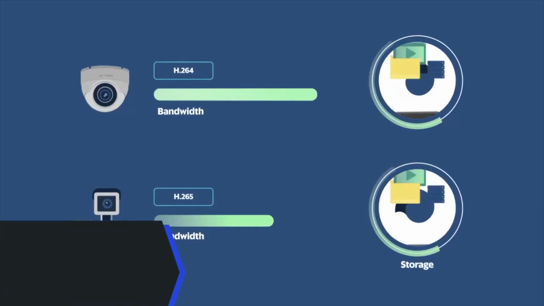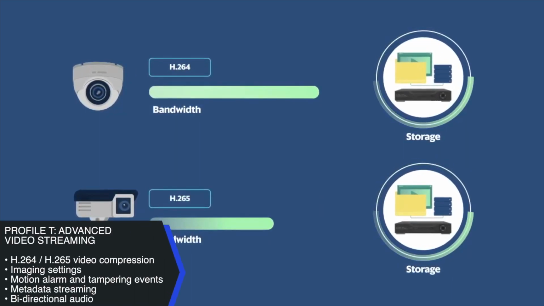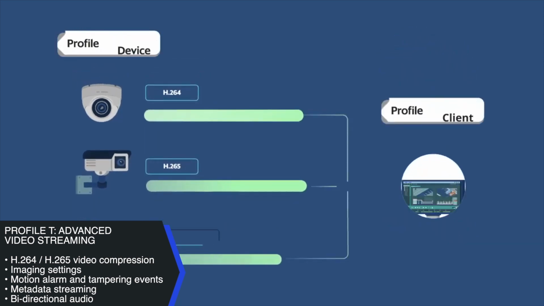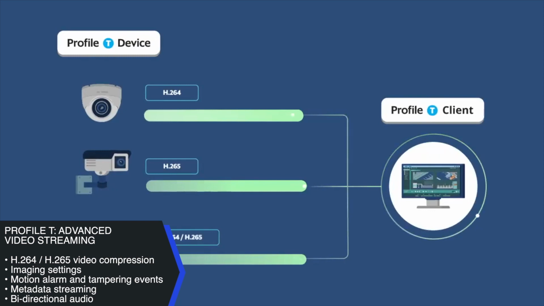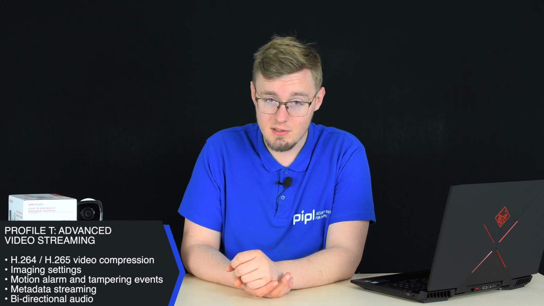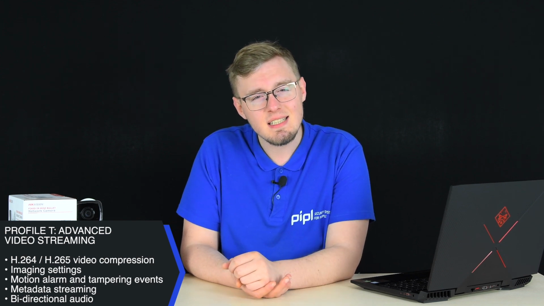Now Profile T is the next level, intended for advanced video streaming. It supports H.264 and H.265 encoding formats, imaging settings, and alarm events such as motion and tampering detection. Although you won't find many supported devices here, even though a majority of manufacturers adopted H.265 compression support for quite a time, it doesn't seem like they are willing to share that with other manufacturers.